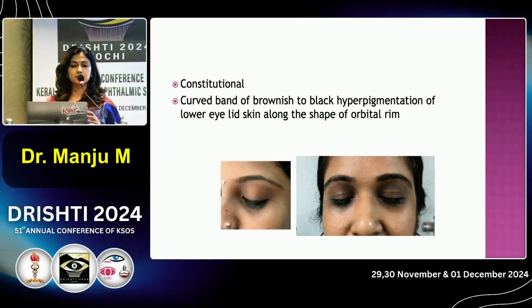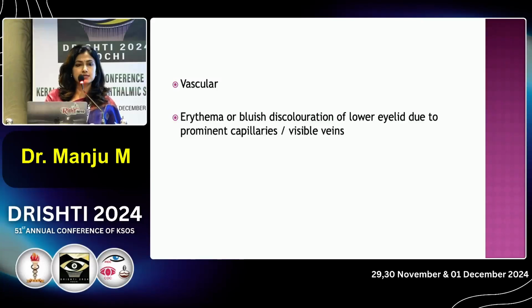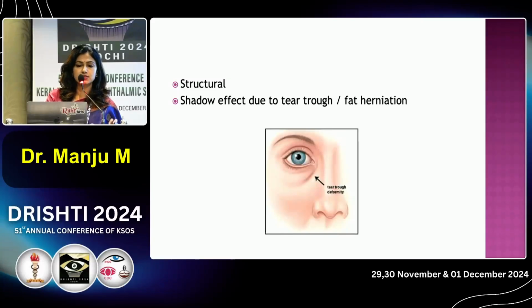In constitutional, the pigmentation is confined to the orbital margin, present as a curved band of brownish to black hyperpigmentation of the lower eyelid skin along the shape of the orbital rim. It can also affect the upper eyelids. Then vascular, when there is prominence of the vessels in the periorbital area, this is a cause of vascular type of dark circles. Then structural, it is mainly due to the shadowing effect of the tear trough or the fat herniation. With aging, there is laxity of the lid and cheek junction, and there is herniation of the fat pads.